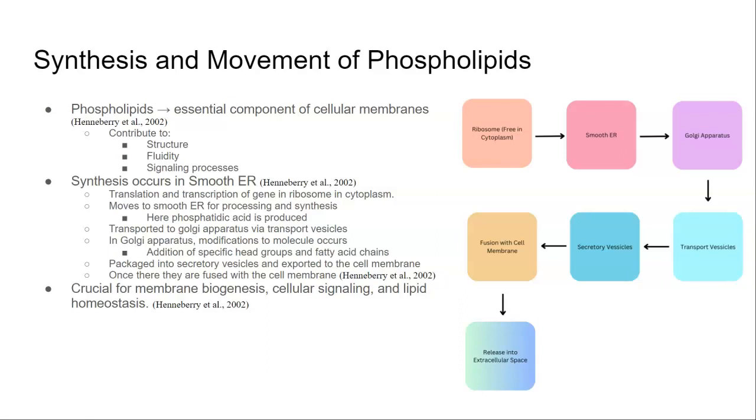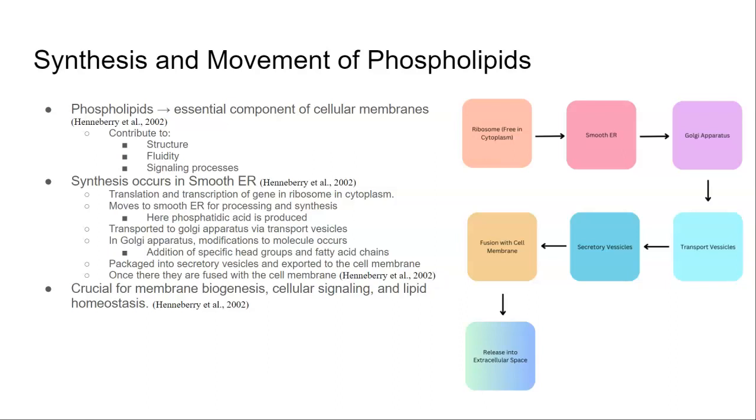So first we're going to start with phospholipids. Phospholipids are essential components of cellular membranes. They contribute to membrane structure, fluidity, and signaling processes. Their synthesis begins with a ribosome in the cytoplasm. The ribosome transcribes and translates the genes specific to these phospholipids.